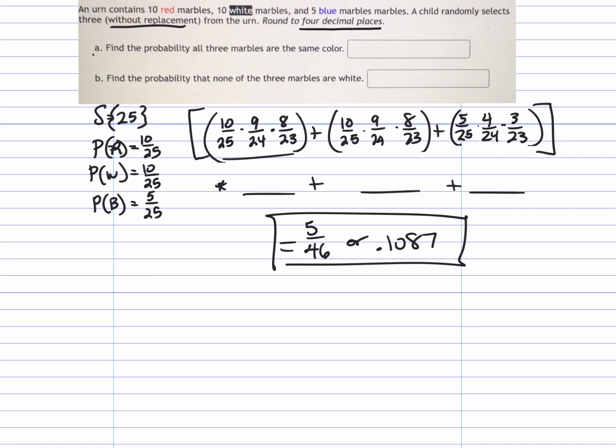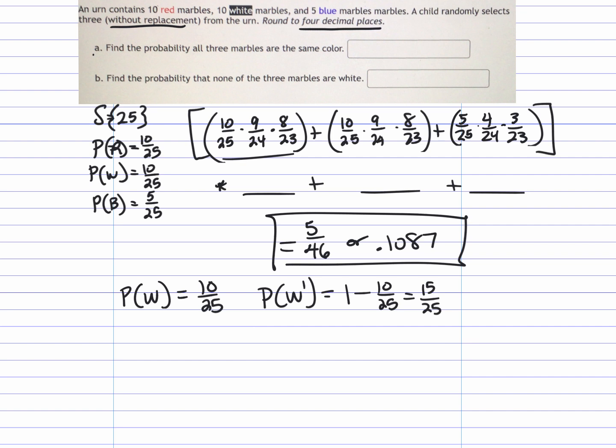All right, so for part B, find the probability that none of the 3 marbles are white. And if we know the probability of white equals 10 out of 25, then the probability of not white is equal to 1 minus 10 out of 25, which is 15 out of 25. And we need all 3 of them to be not white.